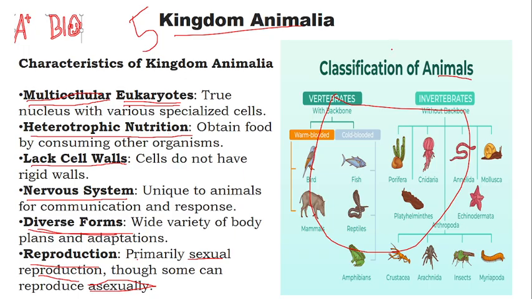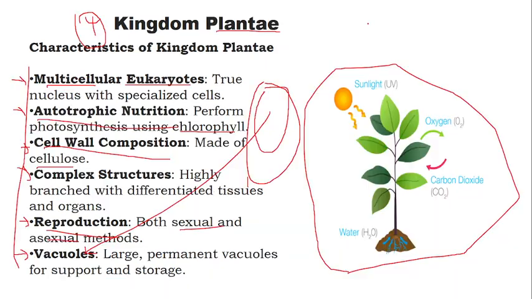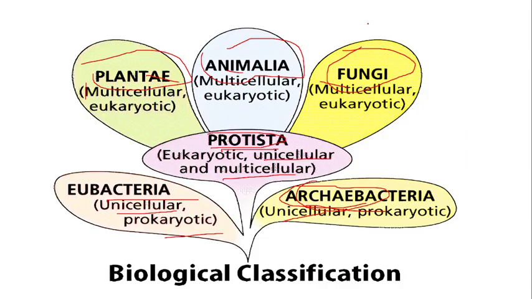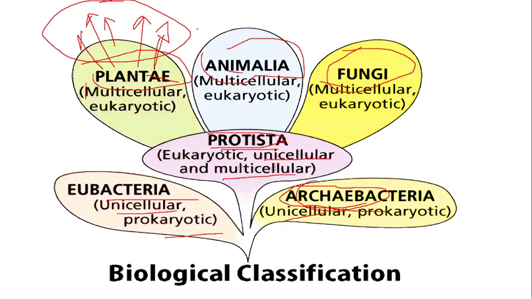But before going there, I hope you are still understanding this figure here. When we say kingdom Plantae, remember it is multicellular and eukaryotic. In plants, remember it is autotrophic nutrition, and plants also have chloroplast and a cell wall made of cellulose. Those are Plantae. I hope you are understanding the key points there.